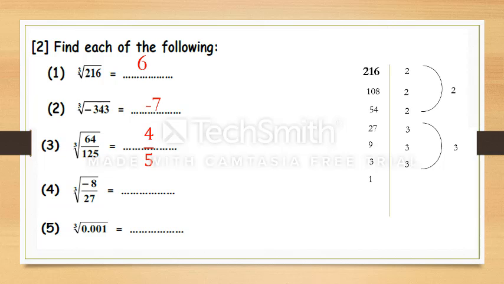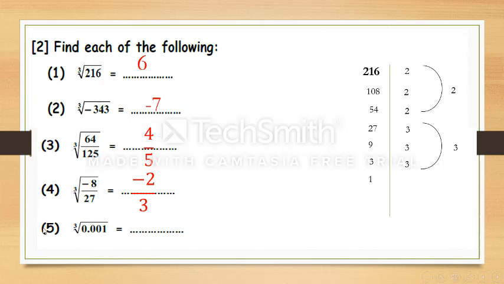Number 4, the cube root of minus 8 over 27. It becomes the cube root of minus 8 over the cube root of 27. The cube root of minus 8 is minus 2, and the cube root of 27 is 3. So the final result is minus 2 over 3.